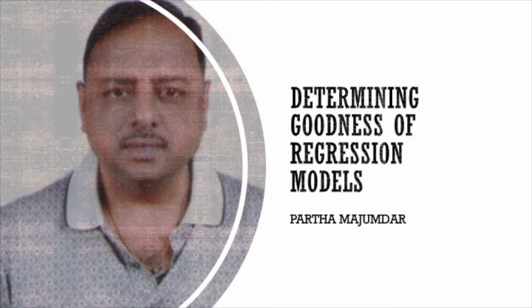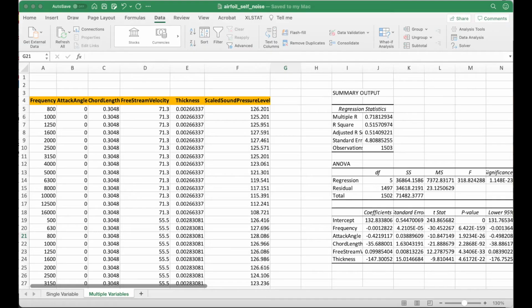We will use Excel for our understanding purpose. Later, we will apply the same techniques in Python programming. So here we are in Excel. We had computed the linear regression equation for this particular set of data, where we are predicting the scaled sound pressure level based on these 5 variables: frequency, attack angle, chord length, free stream velocity and thickness. This is our variable y.